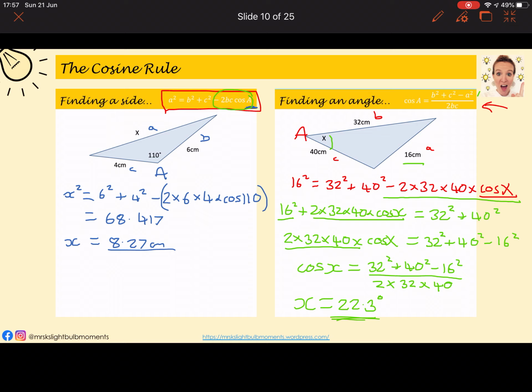Okay, so again, you've got two choices. Learn the formula if you just want to go straight to this last bit and plug it into your calculator, or learn one formula, the one on the left, and do that rearranging. Up to you, whatever you find easiest.